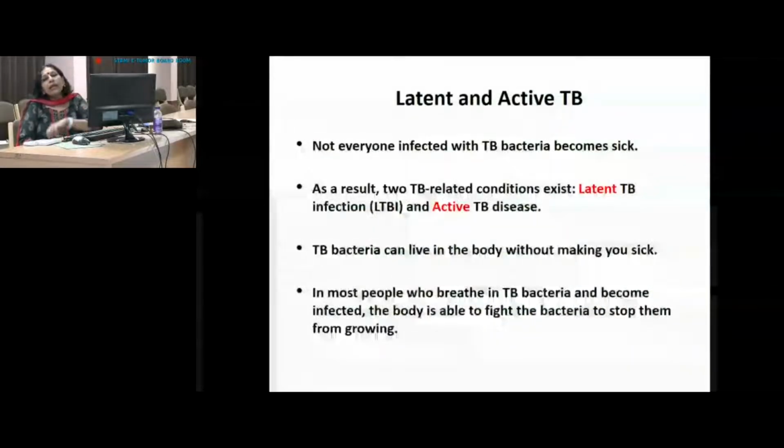And then there is active TB disease. So what happens is that TB bacteria are very slow growing. They can live inside the body, but because of our immune system they get limited once they are inside the body, and they may stay inside the body without making us sick. That is called latent TB. So in most people who inhale TB bacteria and get infected, the immunity will limit the bacteria, stop them from growing, and that is latent TB.